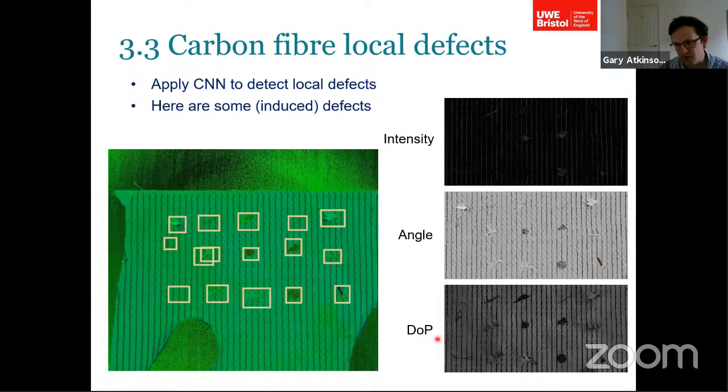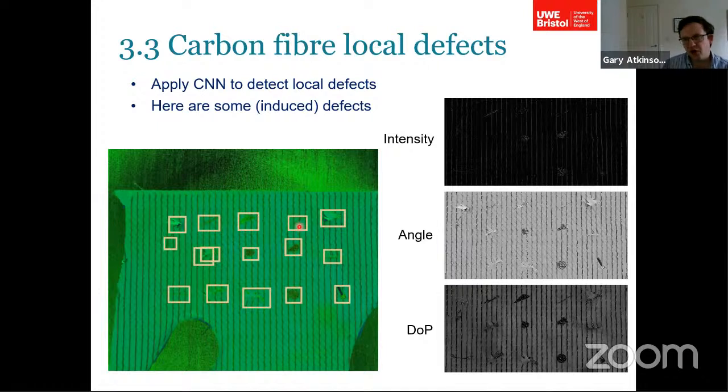Also the degree of polarization is able to highlight the defects. Then what we're doing is pretending that this is like an RGB image, and showing it like that. That's why it appears green. There's no big significance to the fact that it appears green. It's just how it appears as we combine them.